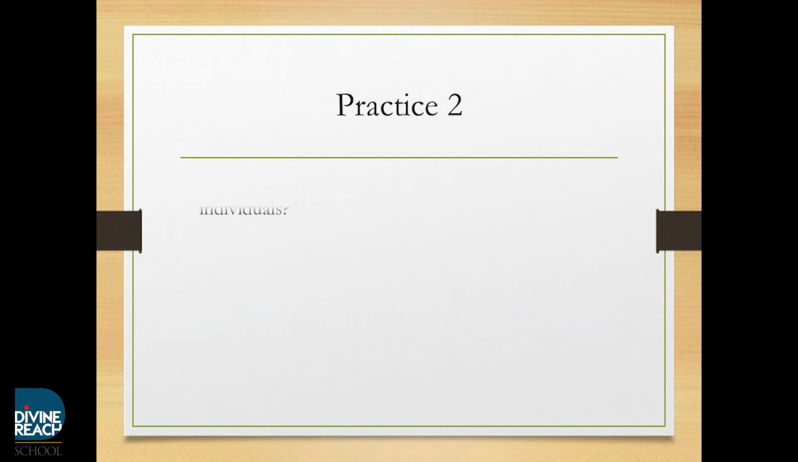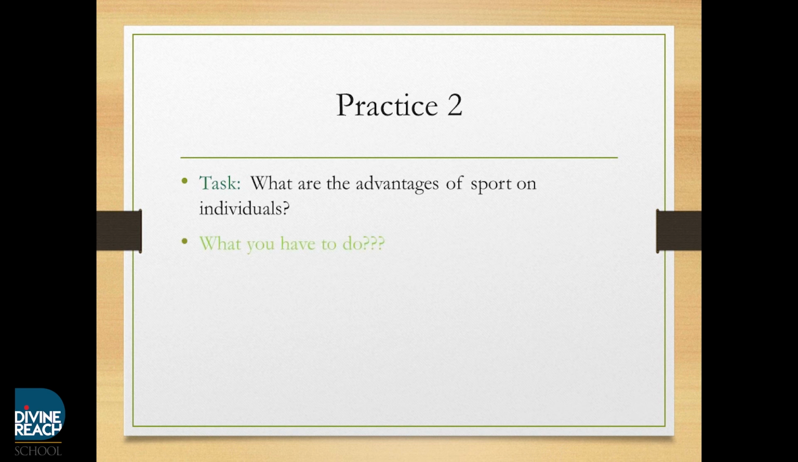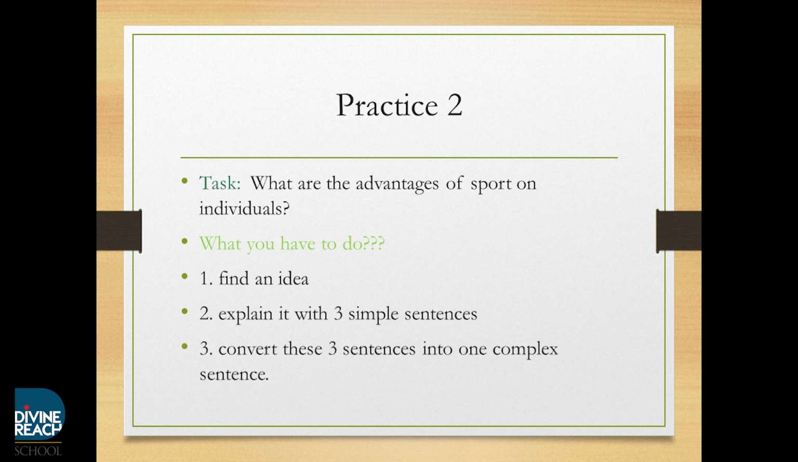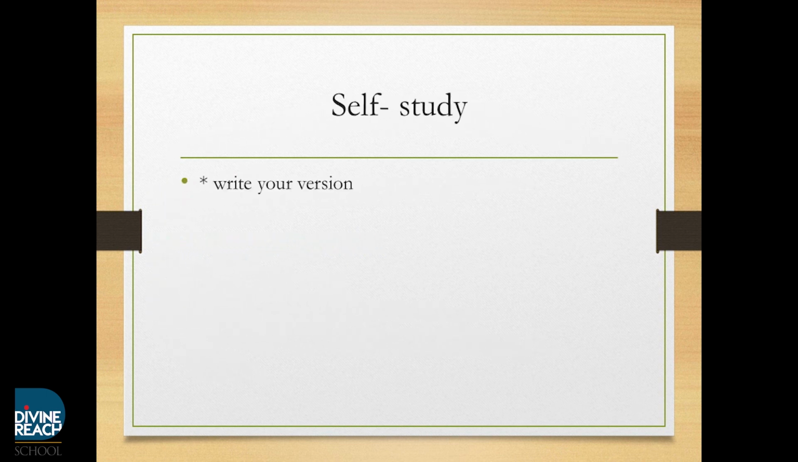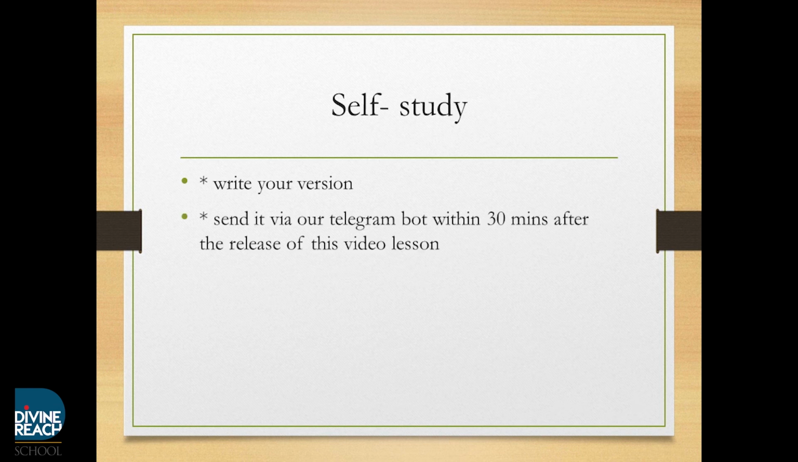Practice number 2. So here's a task for you. What are the advantages of... and what you have to do is to find an idea, explain it with 3 simple sentences, convert this and write your own version. Send it via our Telegram bot within 30 minutes after the release of this video. And guys, you're gonna get personal feedback within 24 hours by me.